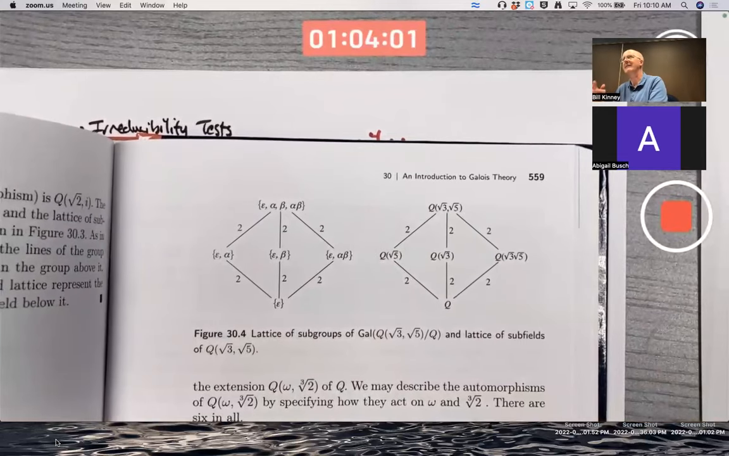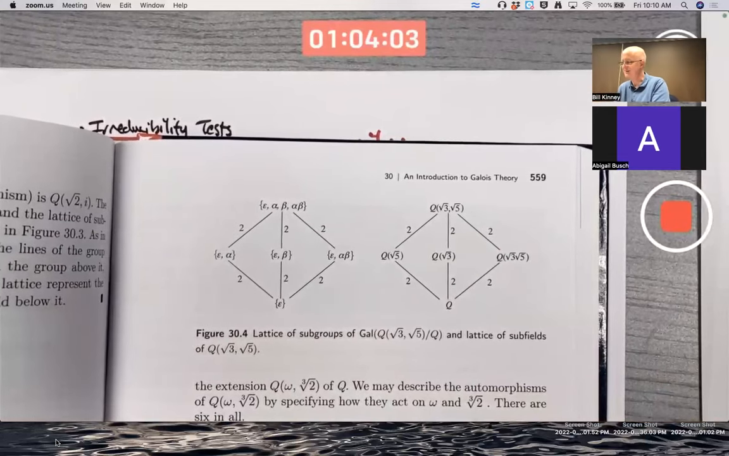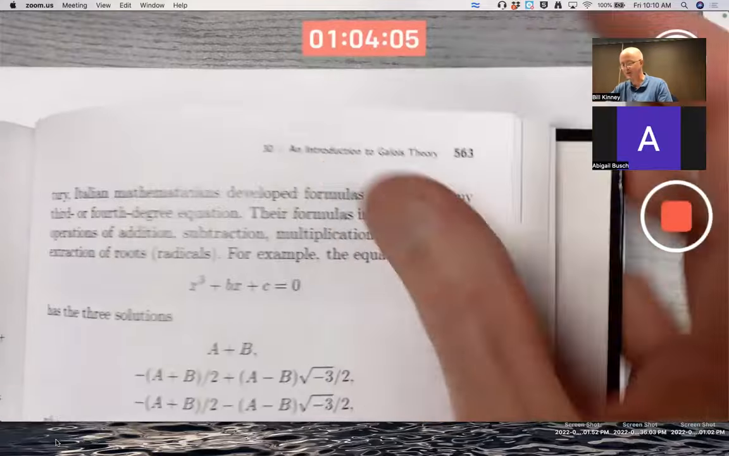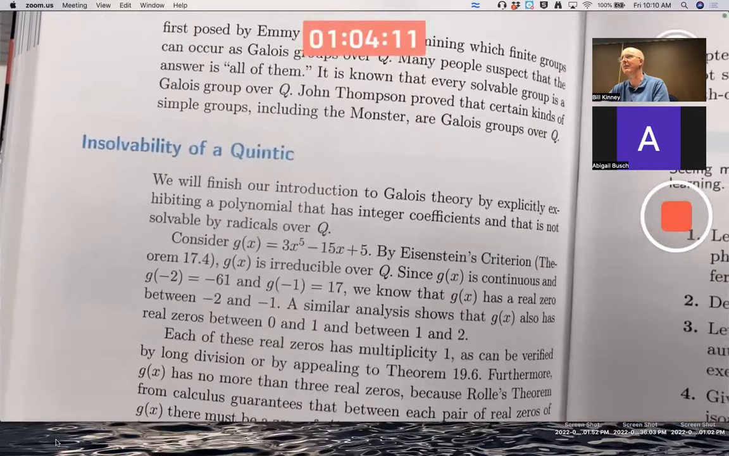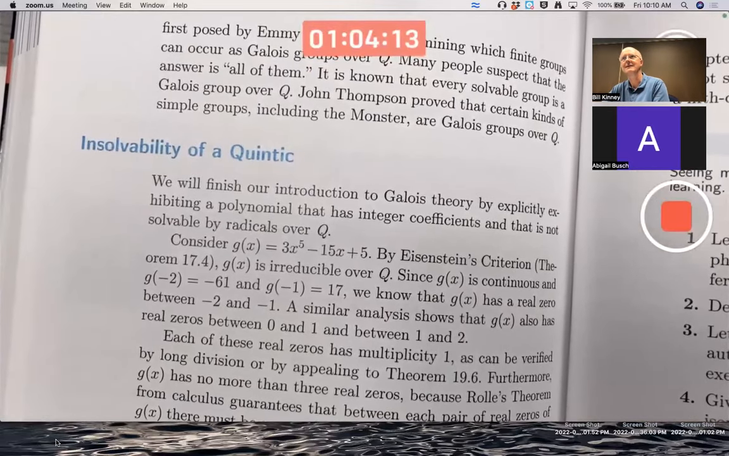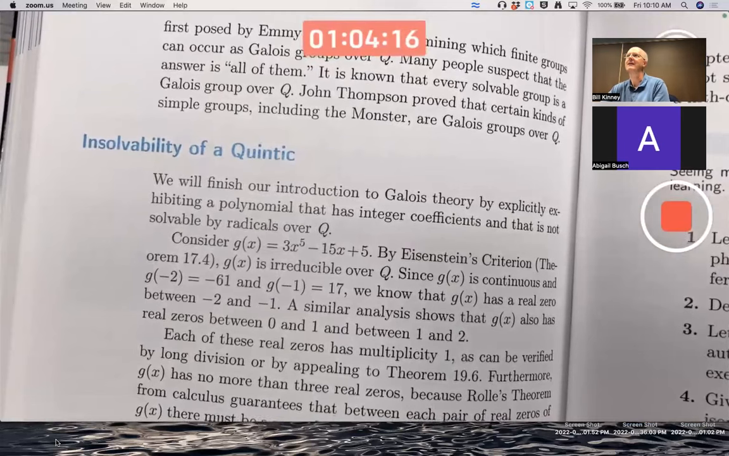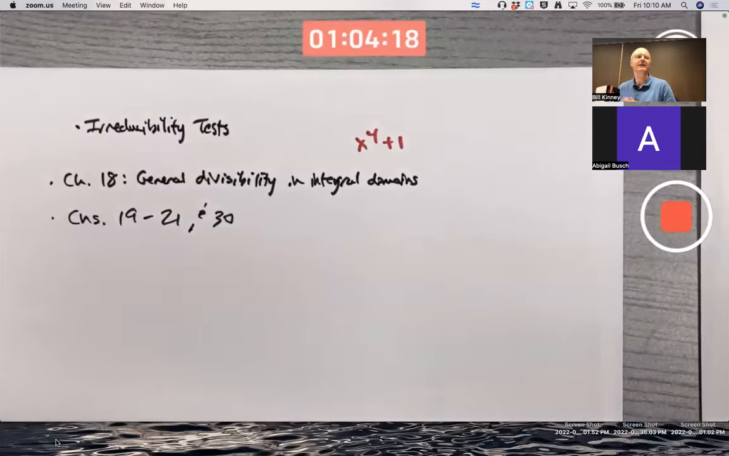Should also know, though you don't have to study it, that in chapter 30 on Galois theory, it is proved at the very end. It's just a fact to know, there is a quintic that's not solvable by radicals. As a historical fact to know, as the motivation for Galois theory in the first place.